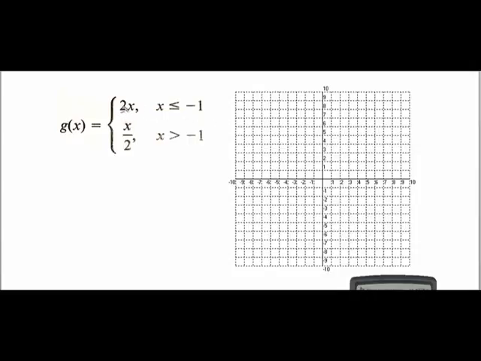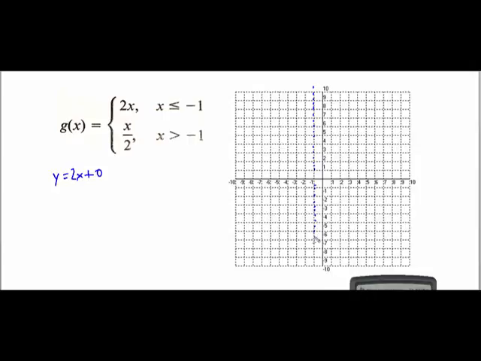This graph, this 2x, is y equals 2x plus 0. So it starts at the origin and moves up to over 1, but you'll note that it exists when x is less than or equal to negative 1. So that means at negative 1, there is a kind of filter. I call it a filter.